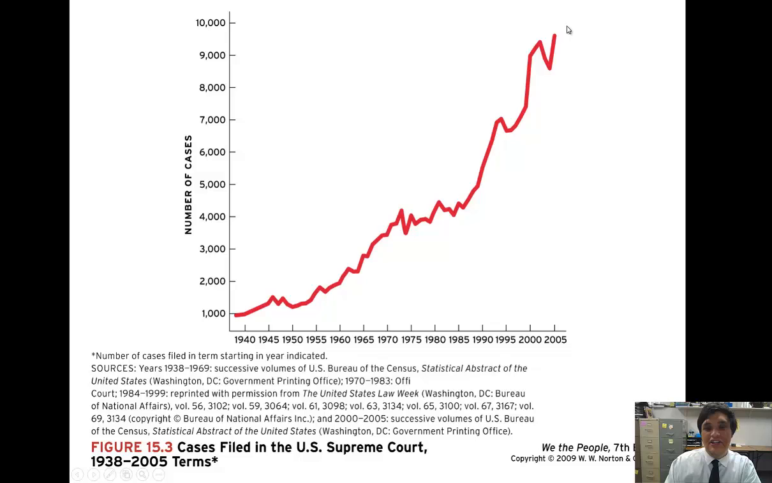I would imagine in 2010 and then here in 2015, that number is even a little bit larger, maybe 12,000 or 13,000. But for the purpose of the lecture and the statistics we have, you can see that it's increased pretty exponentially up to around 10,000. In 1940, they only had about 1,000 cases to shuffle through.